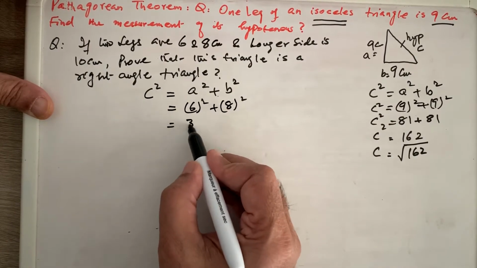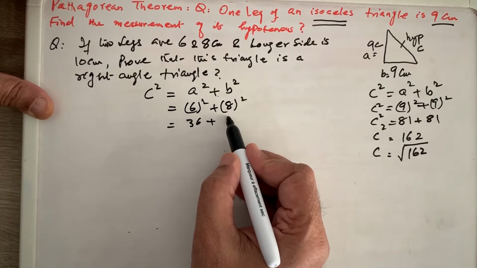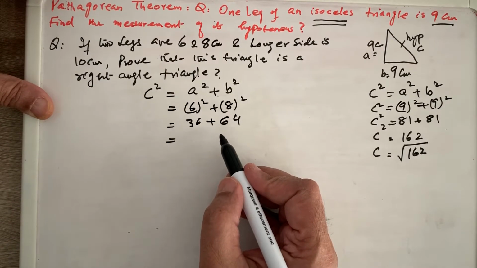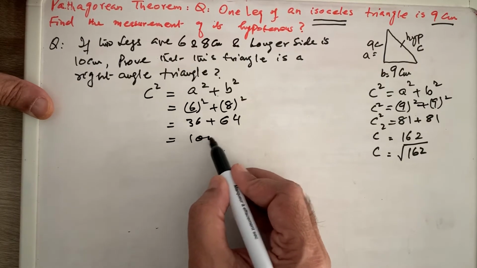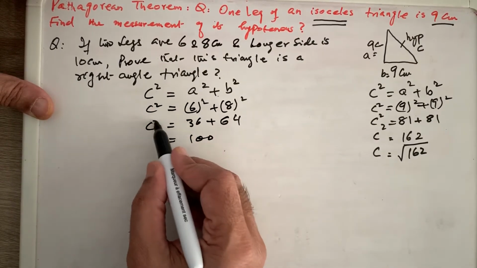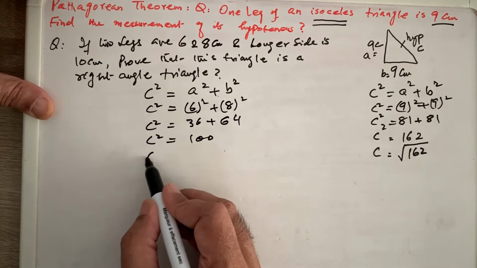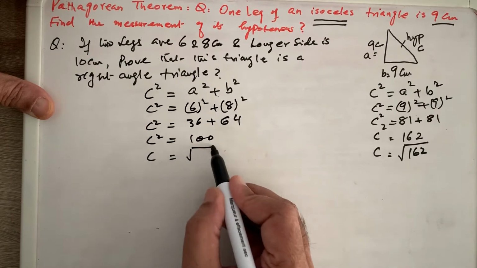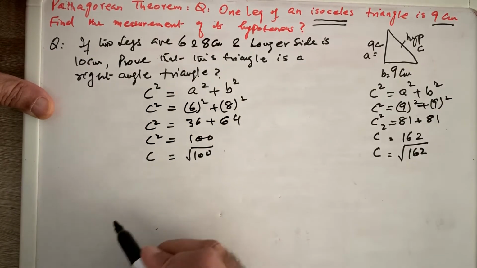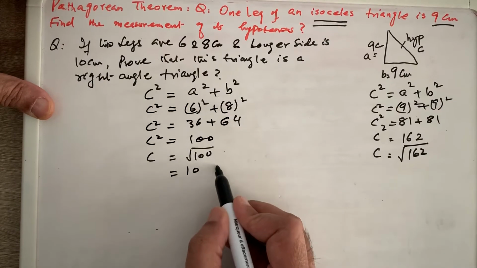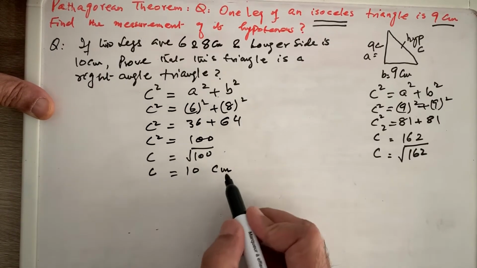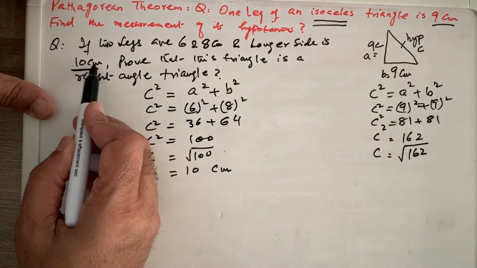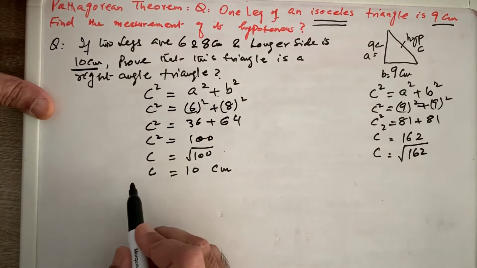So 6 times 6 is 36, 8 times 8 is 64, and then we add them up and it comes out as 100, and this is the value of C square, but we need C. So that means this 2 power will go to the other side as a square root, and that is 10 centimeters. So my longer side is 10 centimeters, which is given here. The longer side is 10 centimeters. So since it satisfies the Pythagorean theorem.